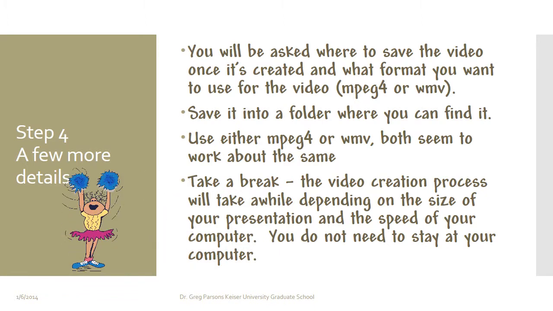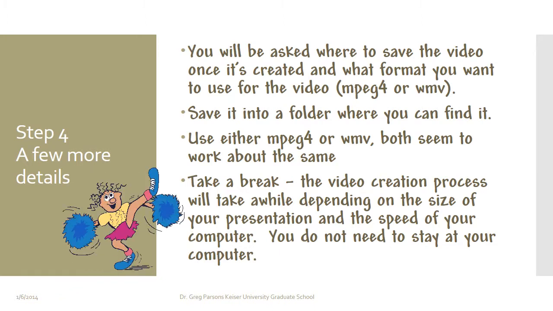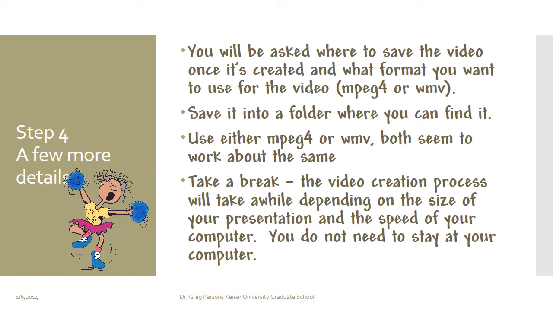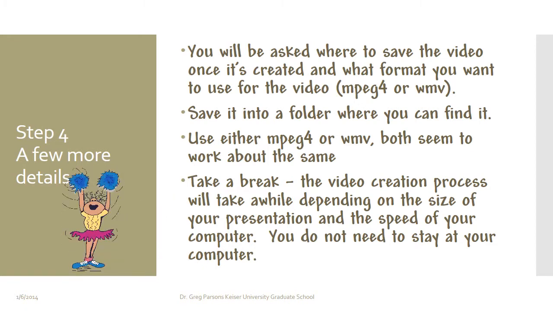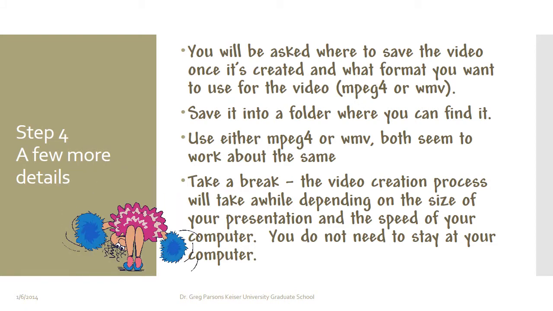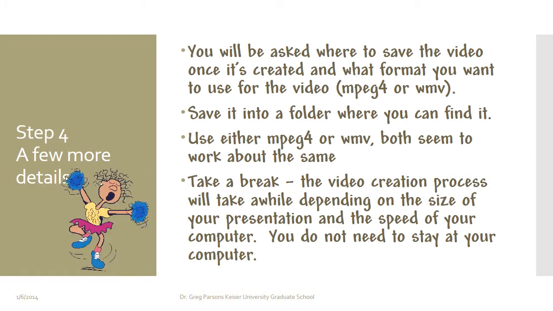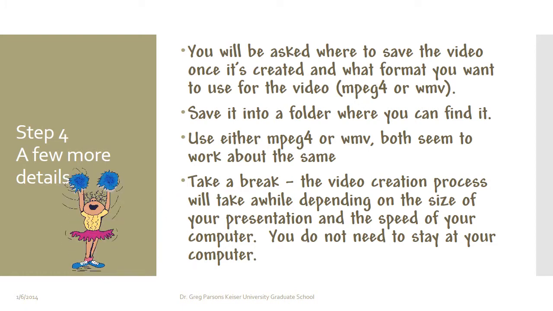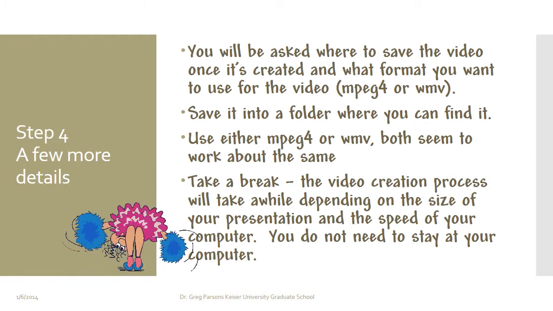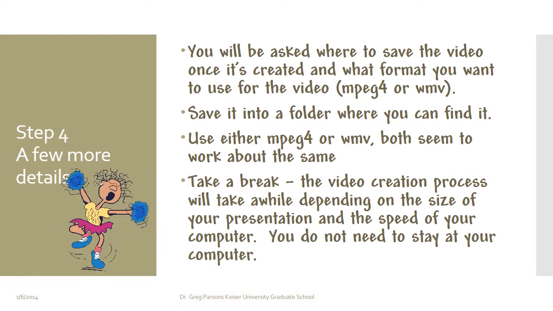There will be another dialog box where you'll be asked where you want to save your video once it's created, and also what format you want to use. You have a choice between MPEG-4 or WMV. In my experience, you can use either one. The default is MPEG-4. That seems to work fine. You can upload that to YouTube, so I don't see any reason to use one versus the other. If you have a preference, go ahead and use it, but they both seem to work the same. Save it into a folder where you can find it again, because you're going to need to get to it to upload to YouTube.